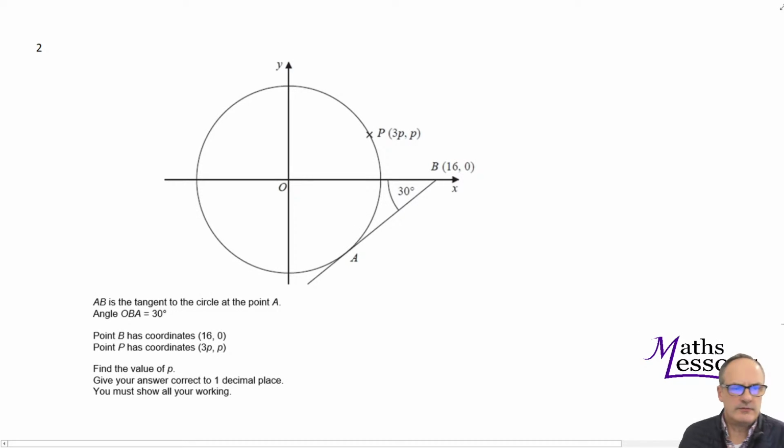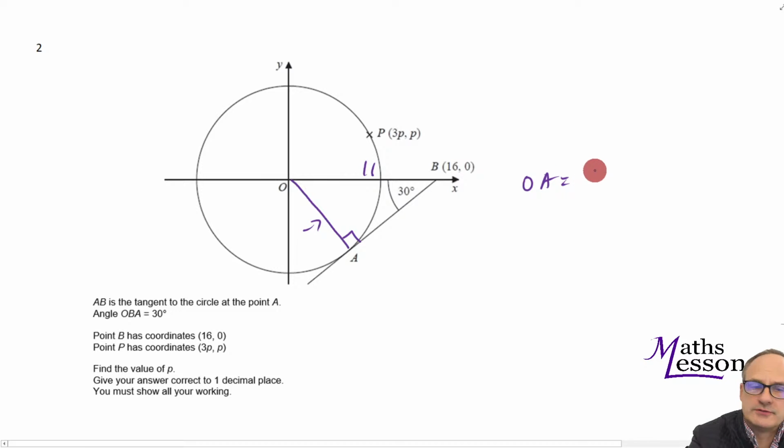Okay, now this one required a little less working than the last one, but it required possibly a little bit more thinking to get to the answer. So let's start off. What you needed to recognise was that you had a right angle here, and that this length here is 16. So therefore, we can find out the radius by using a little bit of trigonometry. So OA will equal 16 sine 30, and sine of 30 is a half, so therefore OA equals 8.